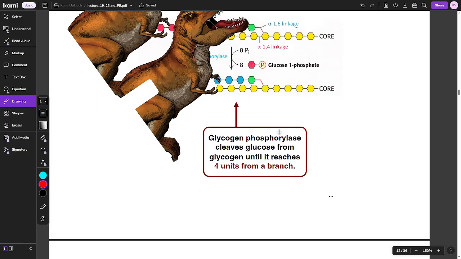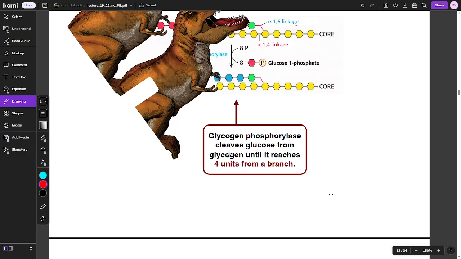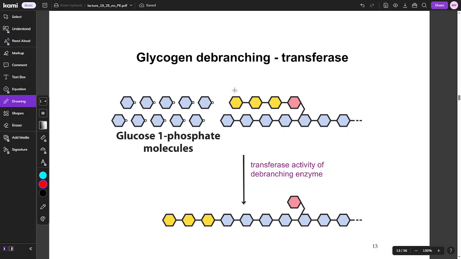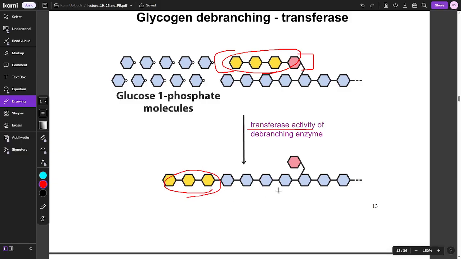But basically right here, the limit for glycogen phosphorylase is when it reaches 4 units from a branch. So it'll chop away at this glucose branch until there are 4 things left. So right here, 4 of them. See, there are 4 of these glucose molecules left, and it is no longer chopping away. Once it has gotten to this point, we need to use the debranching enzyme, and specifically the transferase activity, to transfer these 3 yellows over here.